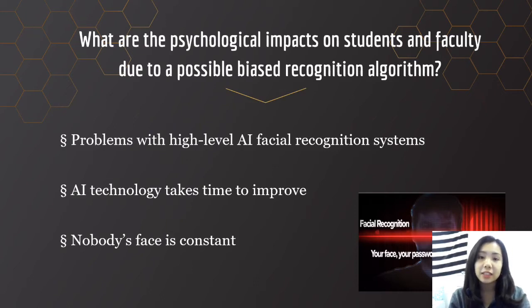Because AI is a new technology, it is constantly being improved on. But that does not happen without time and trial after trial, and the results of a biased recognition algorithm may be psychologically harmful to students and faculty. Misidentifying people of color can be seen as discrimination.